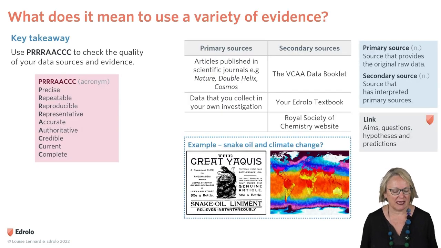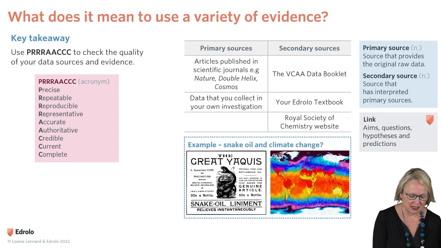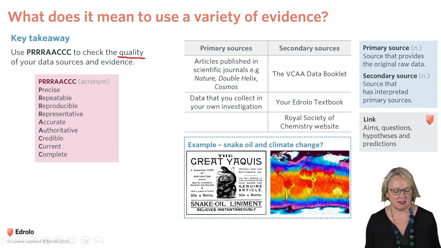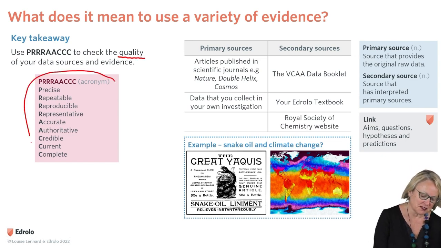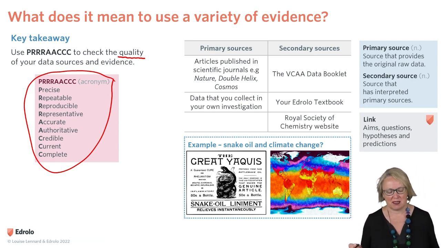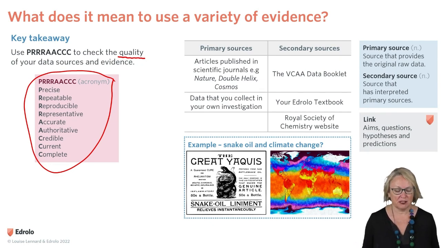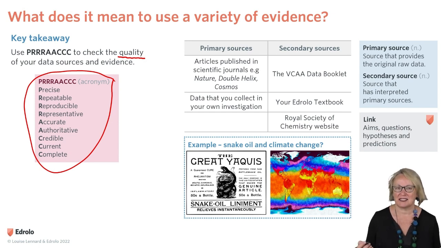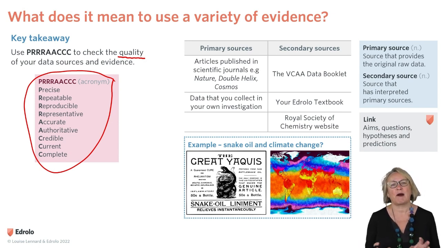So the key takeaway is to check the quality of your data sources and your evidence, and you can use PRAC as an acronym to try and remember some of these things. So that stands for precise, repeatable, reproducible, representative, accurate, authoritative, credible, current, complete. There's lots of words that PRAC can stand for, but it's a useful thing to remember to make sure that the sources that you're using are reliable.